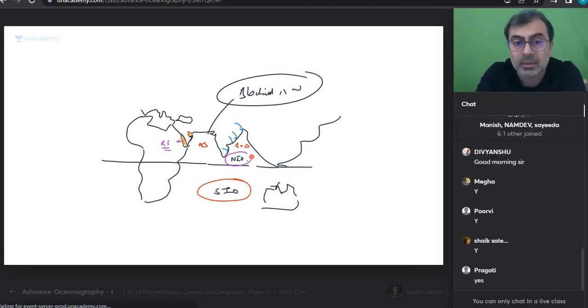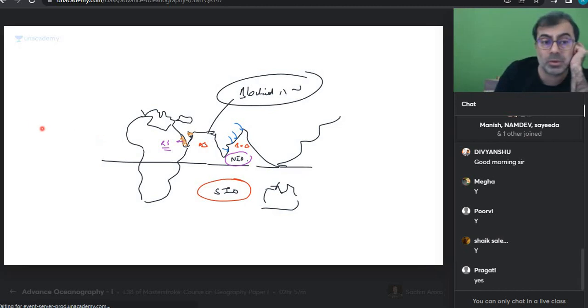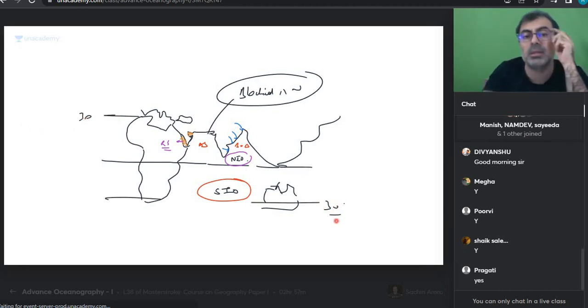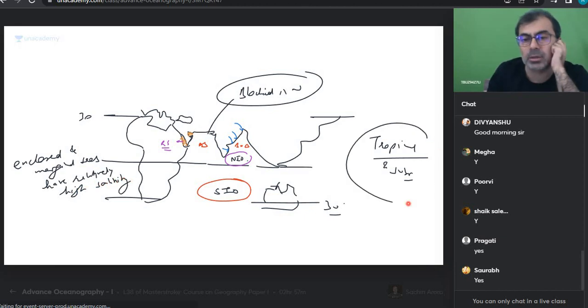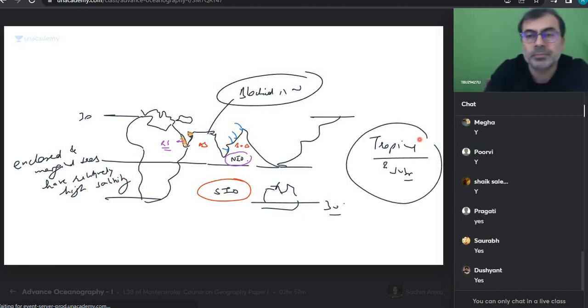After that, when we are looking at this, if I have to compare between Arabian Sea and Bay of Bengal, what will I do? I'll have to compare with the rivers also. So rivers also become a factor. This is 30 degrees, so they are all tropical. I am in the tropical and subtropical latitudes. Can I say enclosed and marginal seas have relatively high salinity in the tropical and subtropical belt.